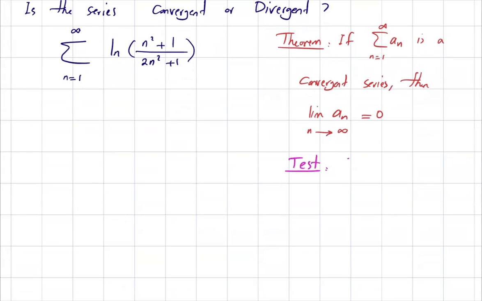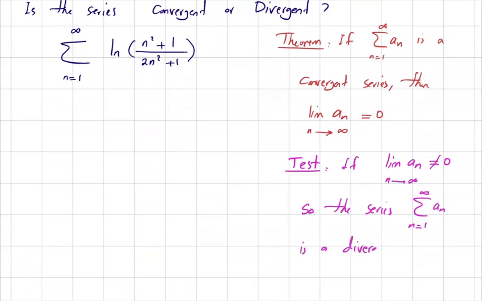Our test says if the limit of the general term as n goes to infinity is not 0, then for sure you can say that the series of an, n starts from 1 goes to infinity, is a divergent series. So we're going to use the test and check to see if we have a convergent series or not.